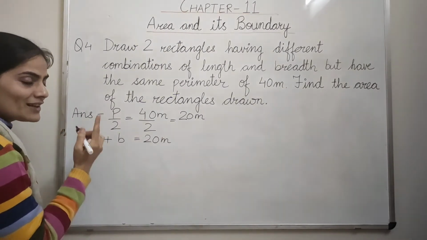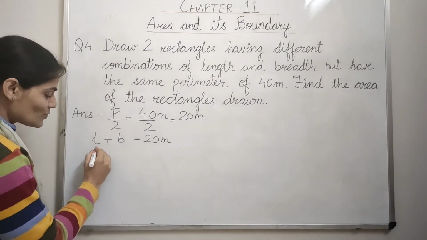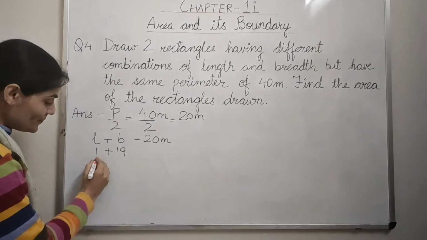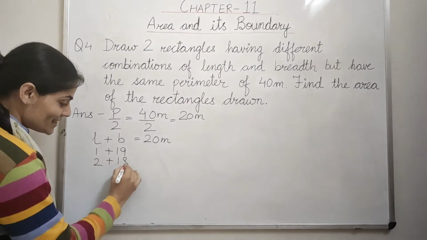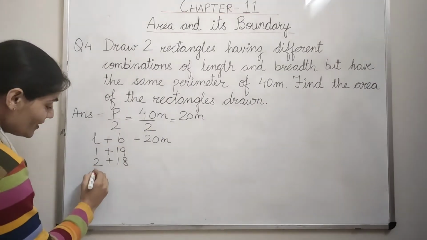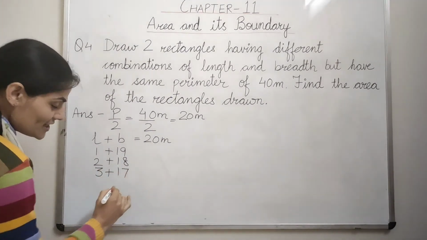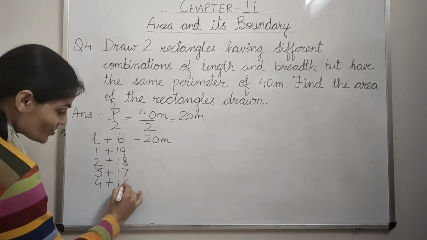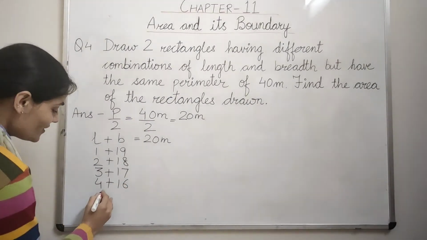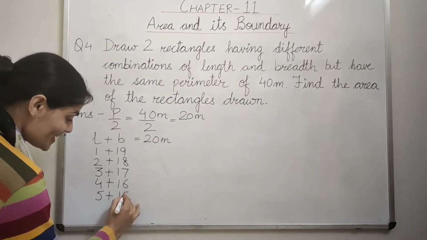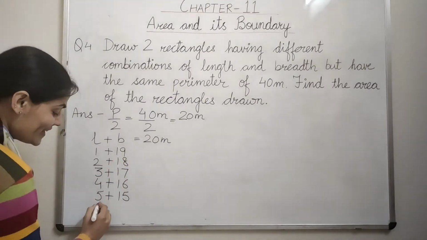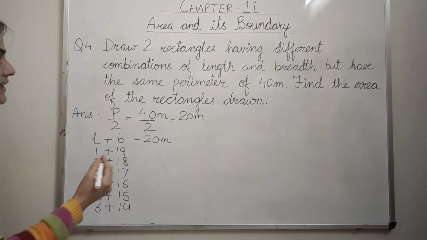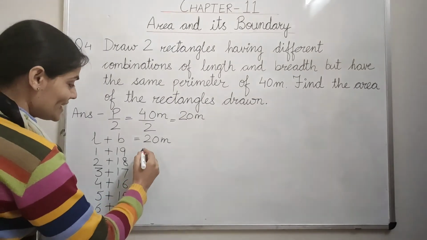We begin with the first counting number, that is 1. 1 plus 19 will give us 20. 2 plus 18 will also give us 20. 3 plus 17 will give us 20. 4 plus 16 is also equal to 20. 5 plus 15 is also equal to 20. 6 plus 14 is equal to 20. Let's write more combinations on this side.